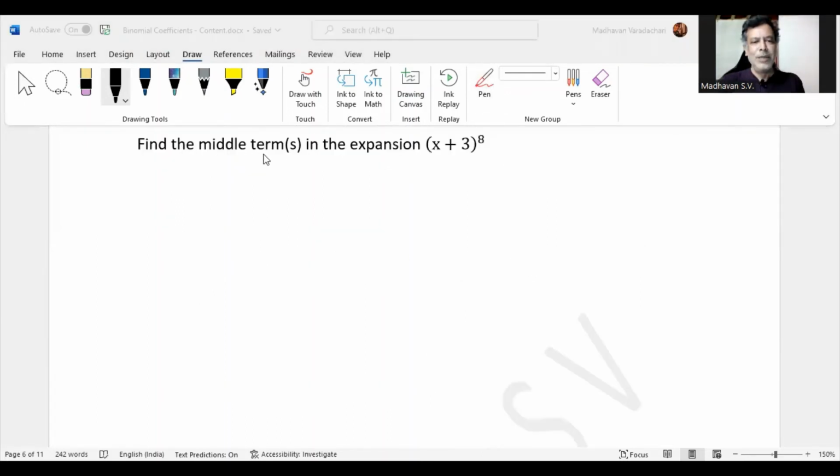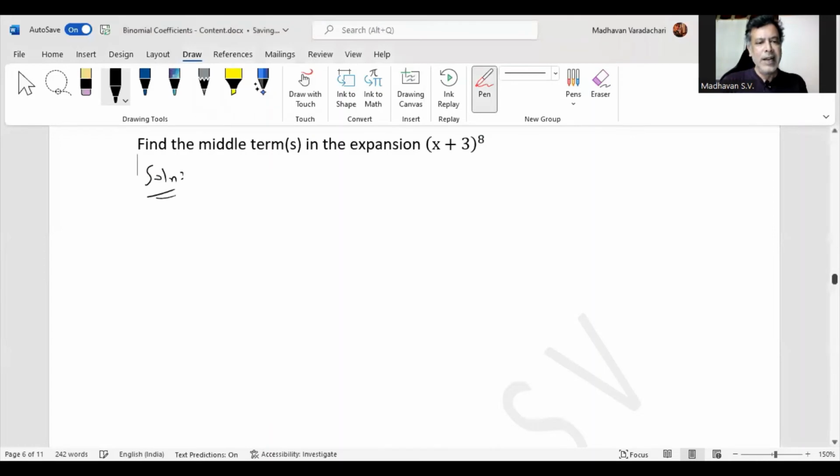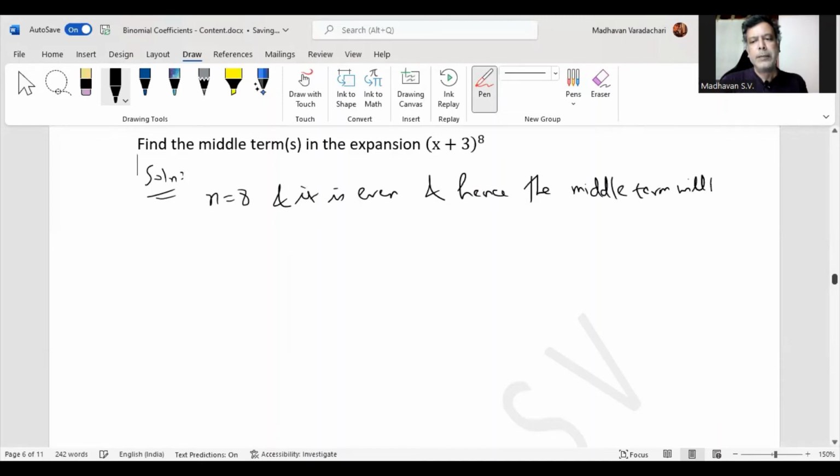Find the middle term or terms in the expansion of x plus 3 to the power of 8. So here our n is 8 and it is even, and hence the middle term will be the n plus 2 by 2th term. That is n plus 2, that is 8 plus 2, 10. 10 by 2 is the 5th term.